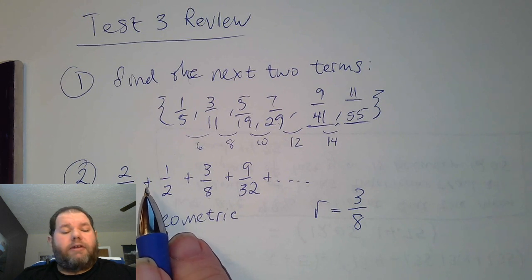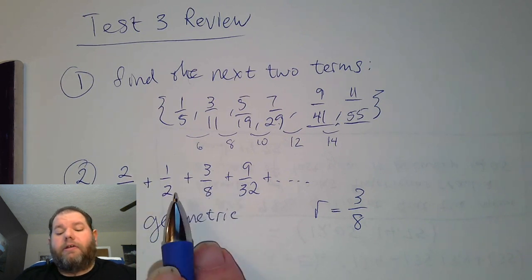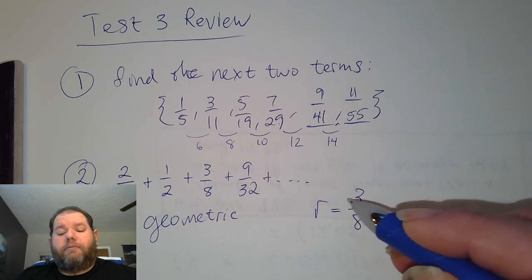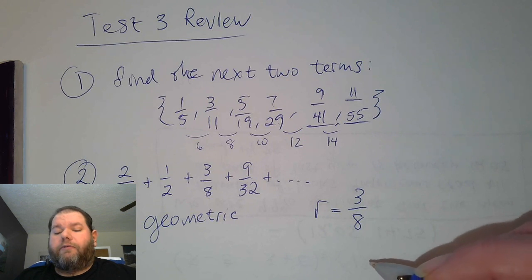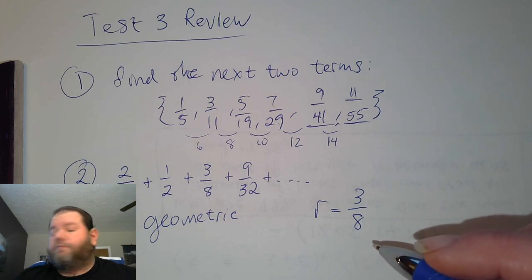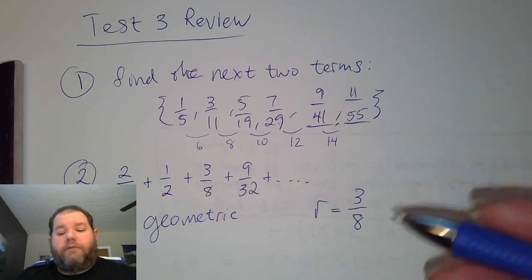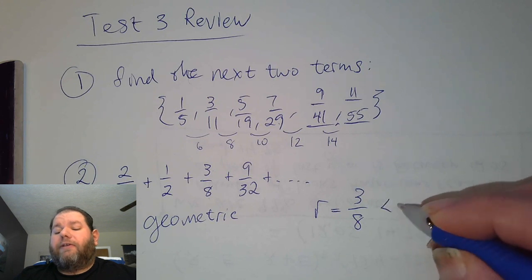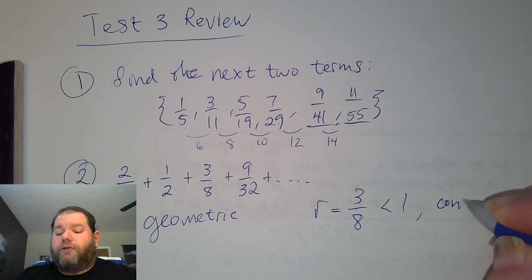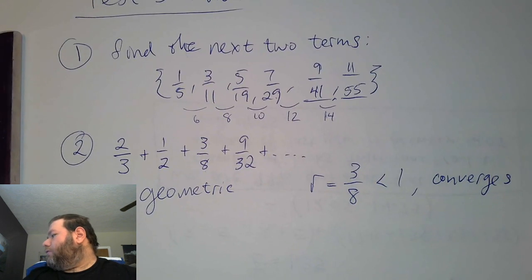Now, if the signs are alternating, like plus, minus, we would also make sure either the top or the bottom is a negative. So we would want to keep that in mind also. But this is all positive, so we know R is equal to 3/8, which is less than 1, so we know it converges. Okay.